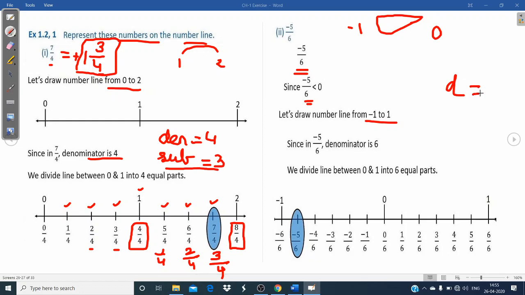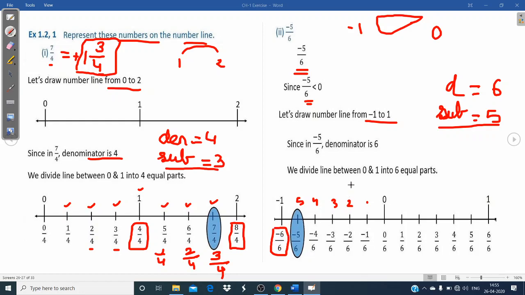The denominator is 6. So how many subdivisions do you have to mark, students? We have just seen that your subdivisions will be 1 less than the denominator, means 6 minus 1, which is 5. So you have to mark 5 subdivisions. Now you can see that between minus 1 and 0 I have marked 5 subdivisions: this is the first, this is the second, the third, the fourth, and the fifth subdivision, and the sixth subdivision will automatically be minus 1, since 6 by 6 resolves to 1. Here you will get minus 1.